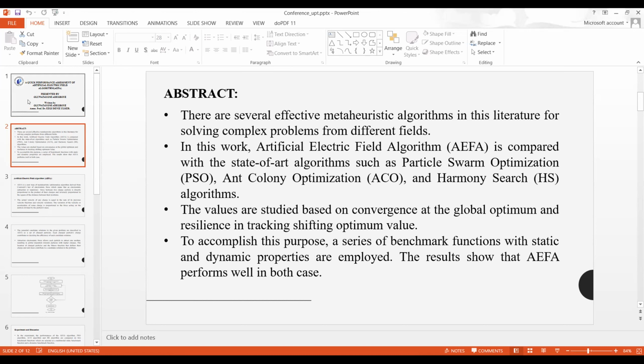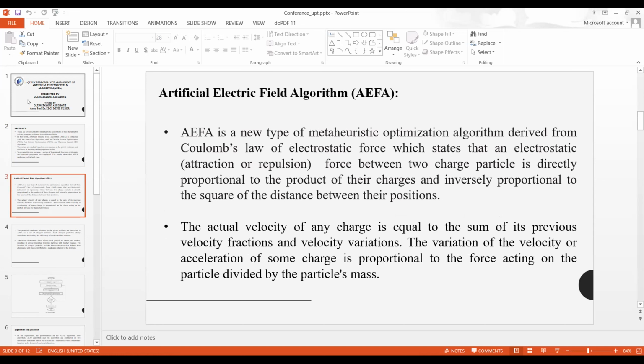And in this work, we compared them on two qualities. One is the ability to converge at the global optimum value, and the other is their resilience in keeping track of the global optimum value in a dynamic environment where the global optimum keeps shifting based on the frequency. To accomplish this task, we use two benchmark functions, the static and the dynamic type of benchmark function.